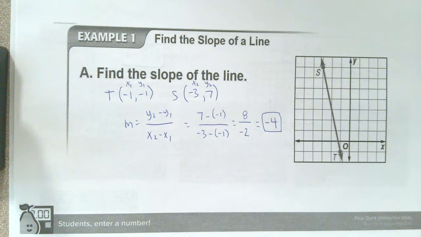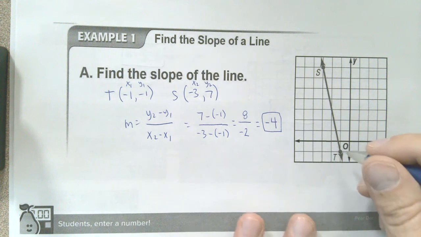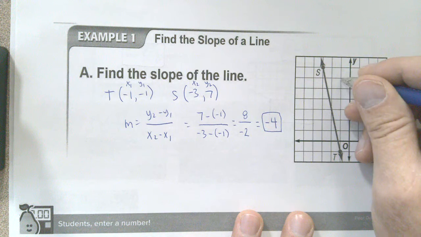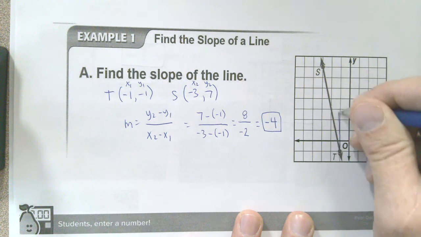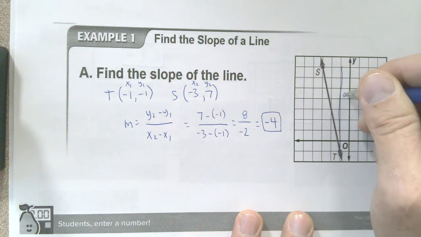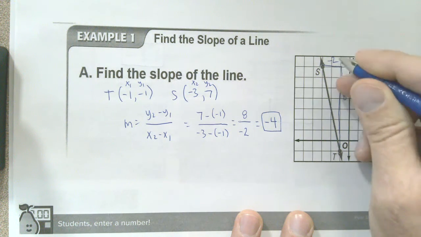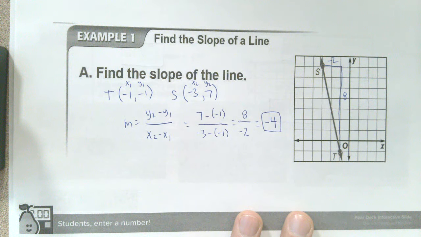If I'm going to find the slope using the counting method, if I started at T, I'd count up 1, 2, 3, 4, 5, 6, 7, 8. So I'm rising up 8. And I'm going left 2, so it'd be negative 2. So 8 over negative 2 would still get you negative 4. So that would be another way that you could look at that particular problem.